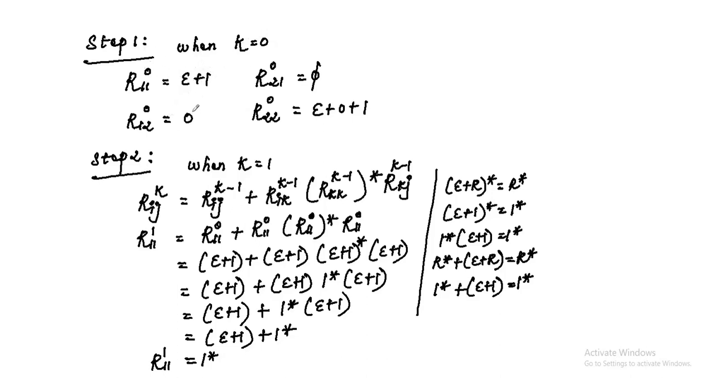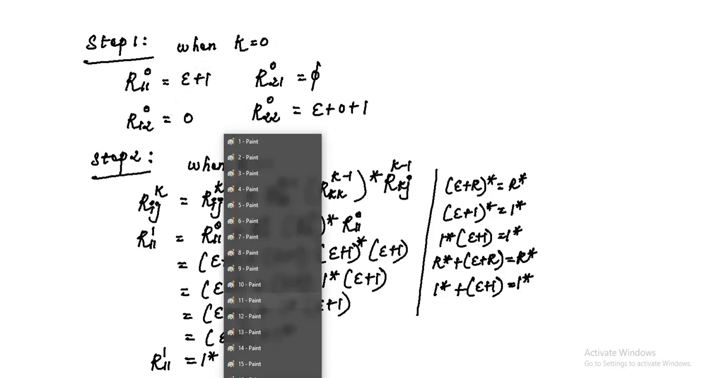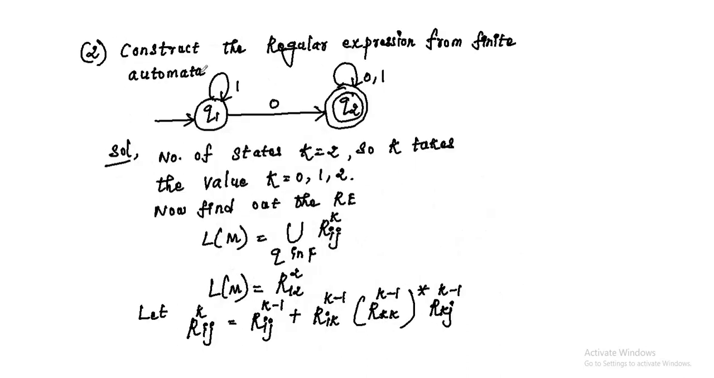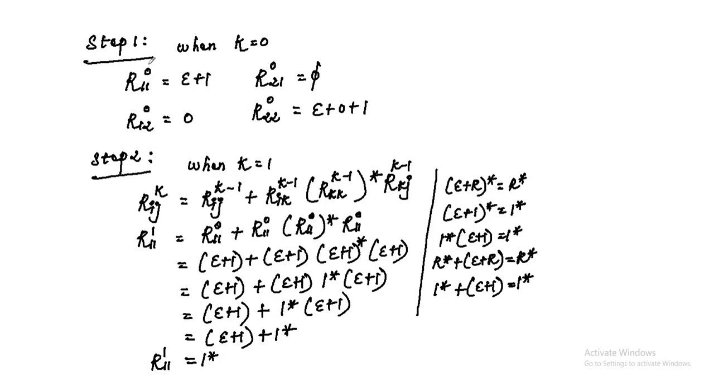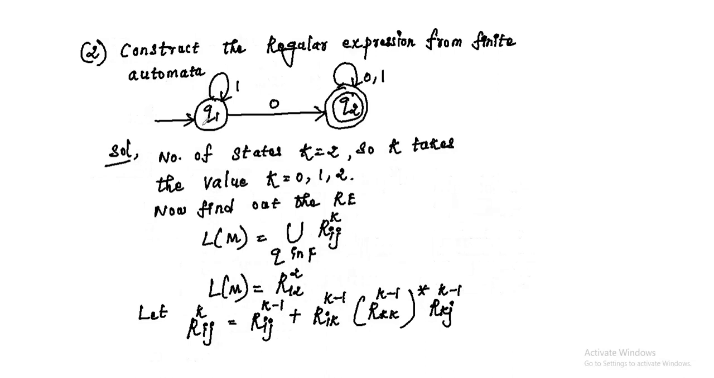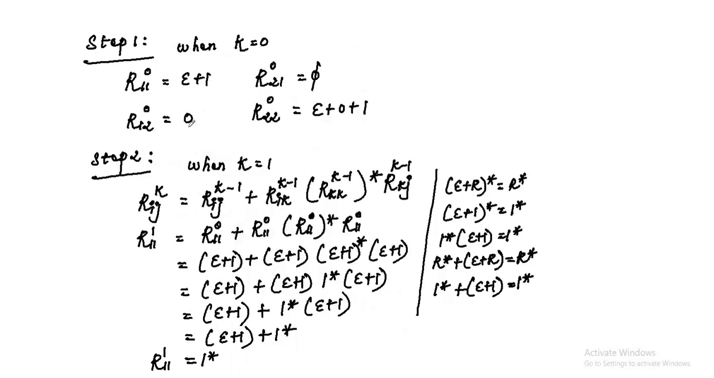So as per the basic rules, we need to include the epsilon symbols in the starting state and the final state. Here, in the starting state, R11 raised to the power 0 is epsilon plus 1, because Q1 has the self loop 1. Next, R12 raised to the power 0 means there is a transition from Q1 to Q2 on 0, so you write 0 here.